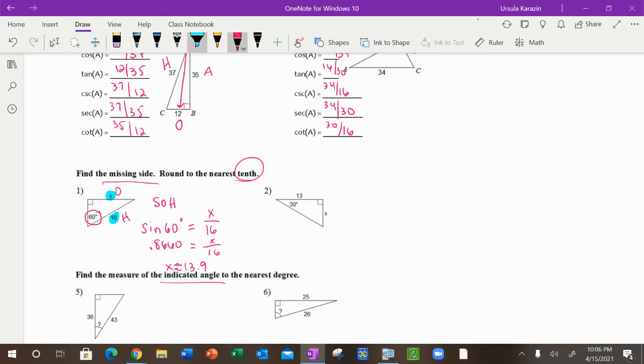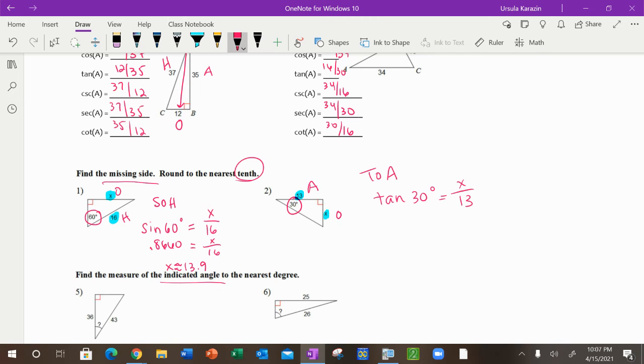Okay, so the next one, they gave us this angle at 30 degrees. Let me figure out which sides they've given me measures for in relation. There's a 13, there's an x. Okay, so the hypotenuse is over here, but there's no measure for it, so I'm not going to be using that one. X is the opposite side, and 13 is the adjacent. So it's O and A, which is tangent. Okay, TOA. So I'm going to take tangent of 30 degrees. That'll be x over 13.